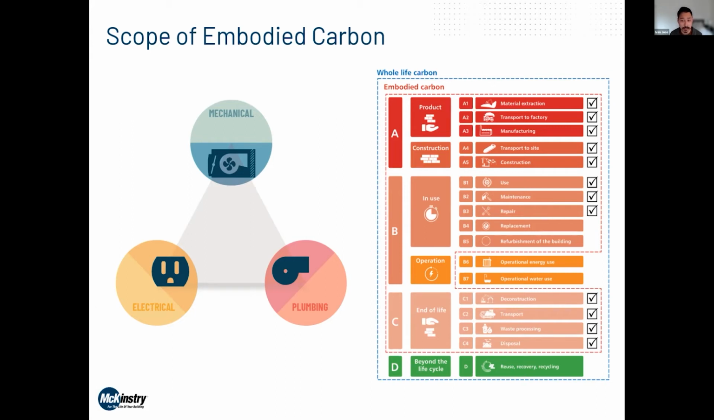And a lot of it can be defined by where the project is. If you're doing a shell and core project, you might only be including shell and core mechanical systems and not TI mechanical systems because TI layouts haven't been completed yet. So just understanding the projects you're doing this kind of study on and where they're at, and trying to do the best you can to include what you can when thinking about embodied carbon.